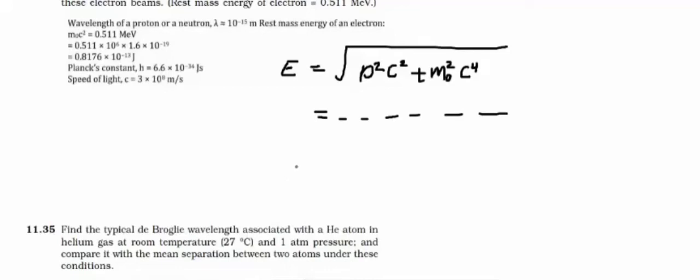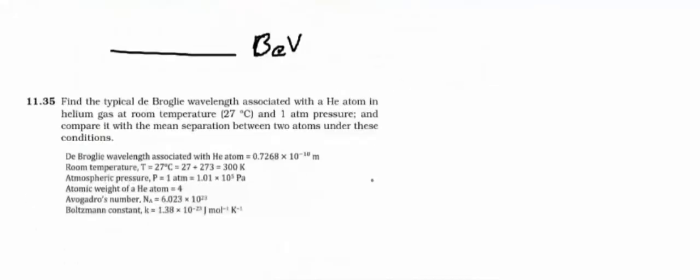So finally you will have a final conclusion that the electron will have very high energy, in the order of billion electron volts. Then next question.